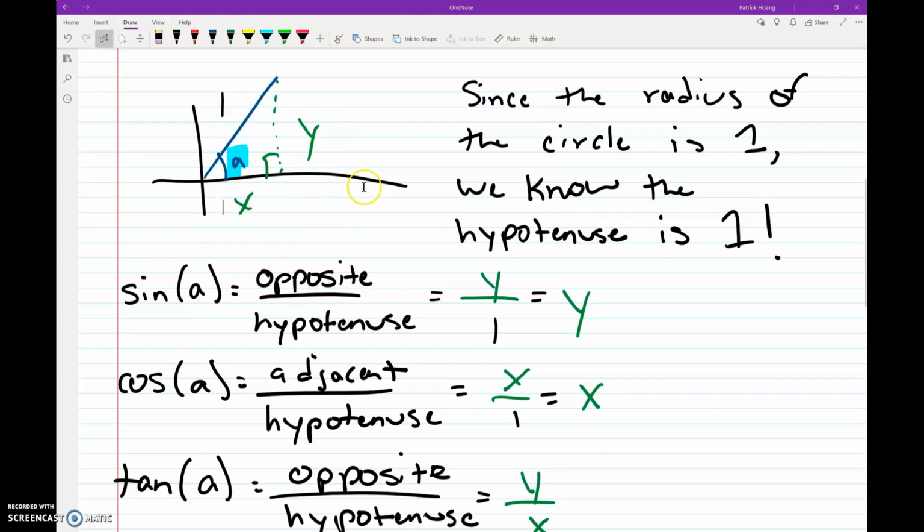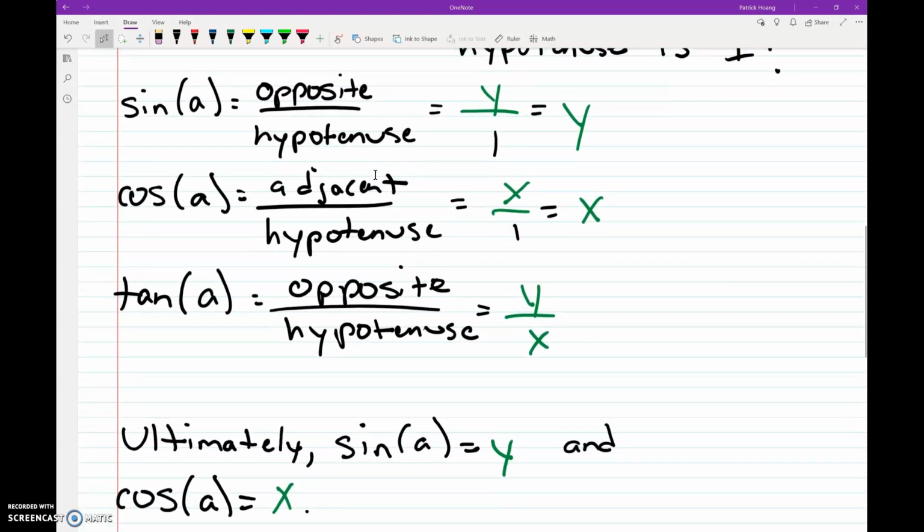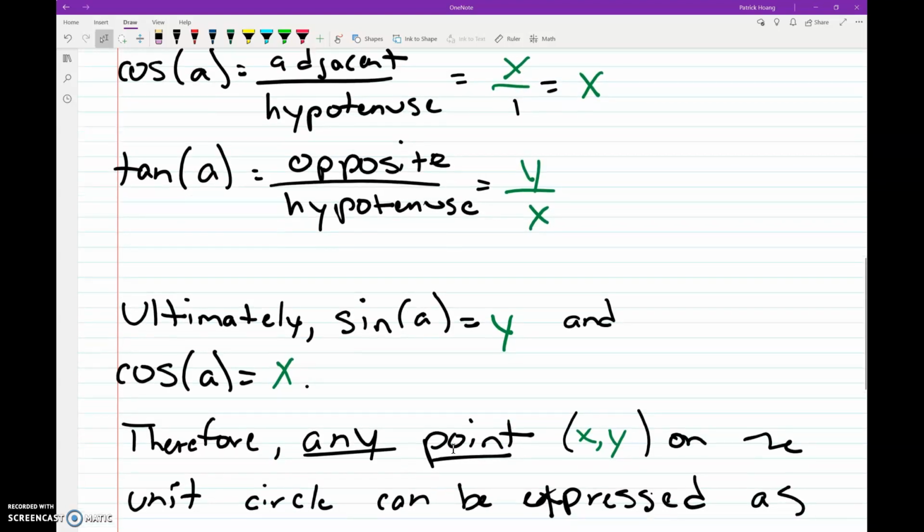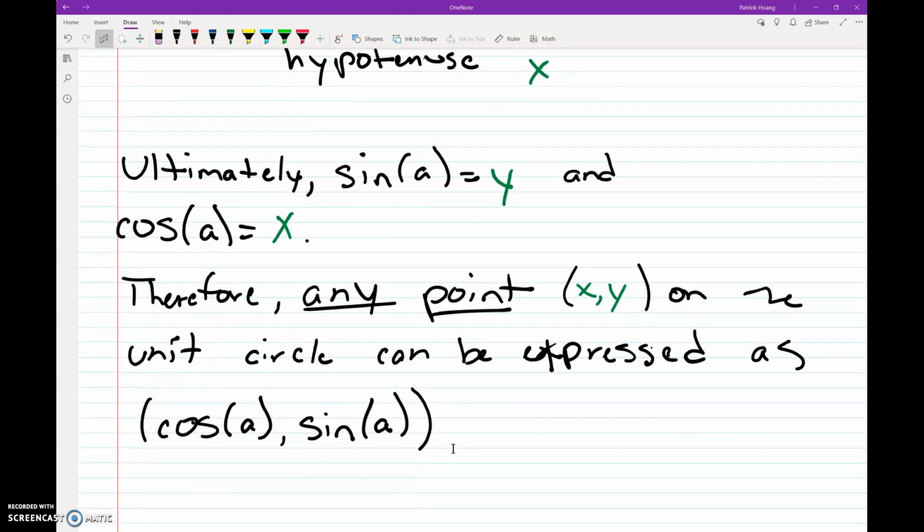Let's think about what we just did. We used these trig ratios and talked about some random point. Ultimately, we know sine of A is equal to the y value, and the cosine of A is equal to the x value. So, any point on the unit circle.